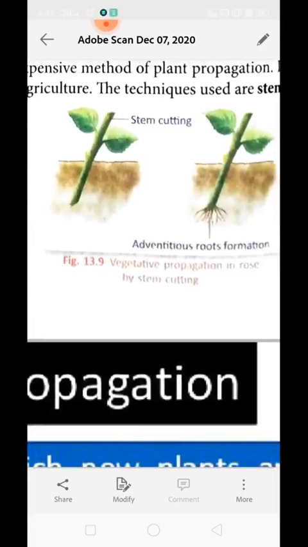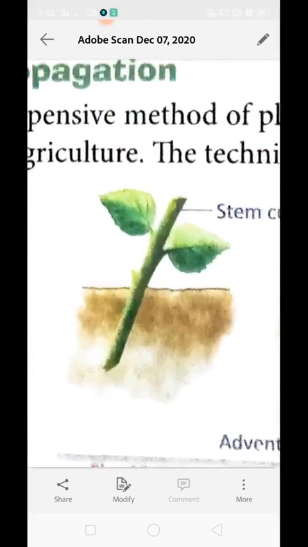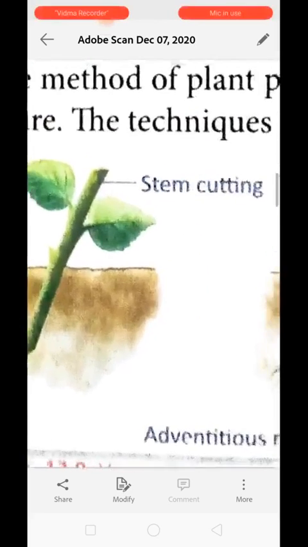In this method, a healthy young branch of a plant, which has leaves and buds, is cut off and planted into moist soil. What do we do? We cut a healthy branch from the plant. Which type of branch? A branch which has leaves and buds on it. Now we plant the branch into the soil. The cut branch develops new roots.